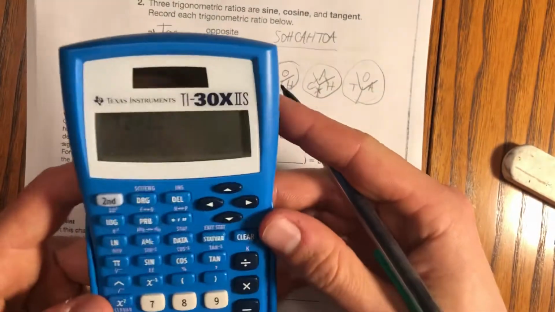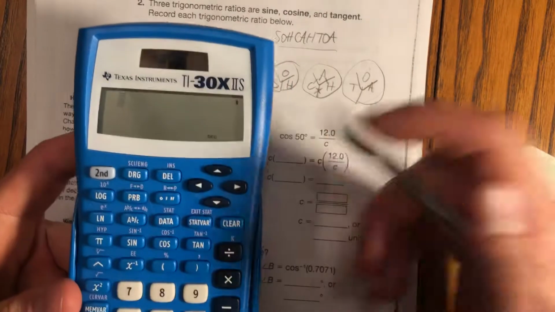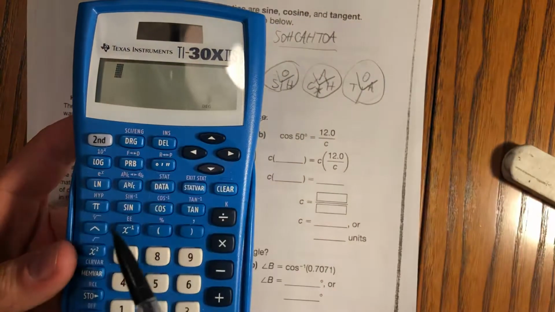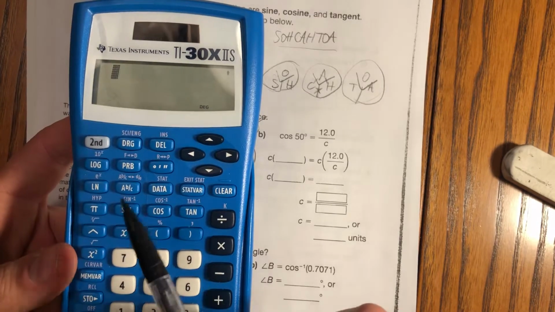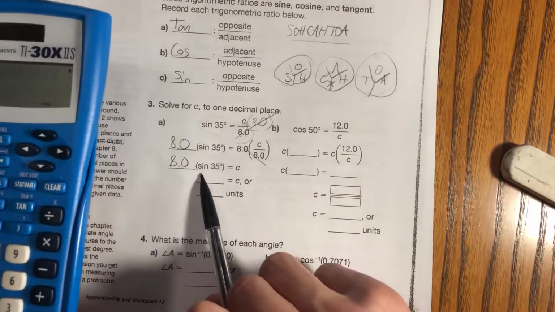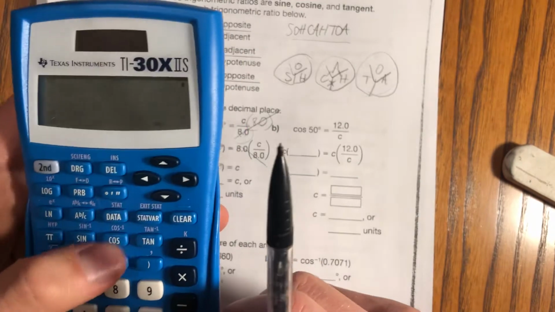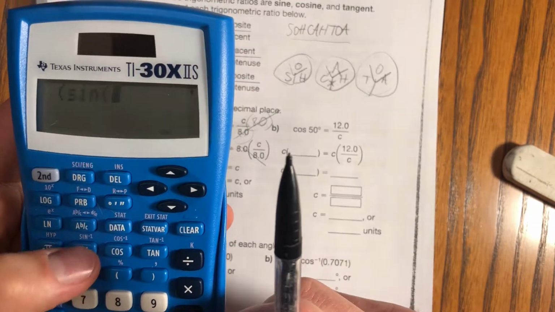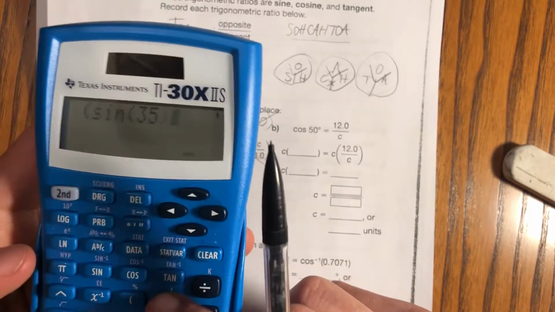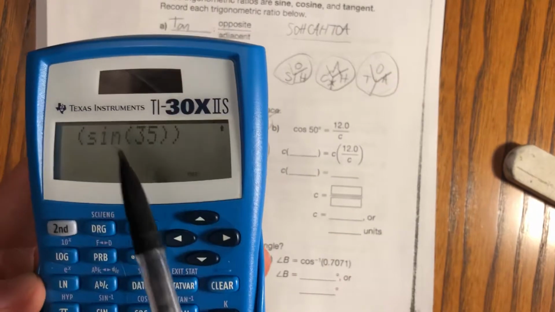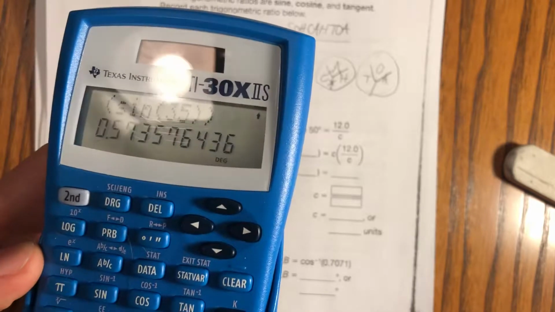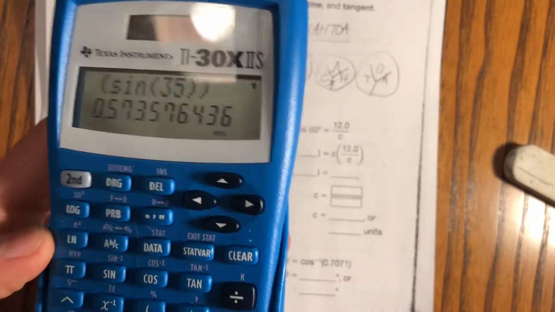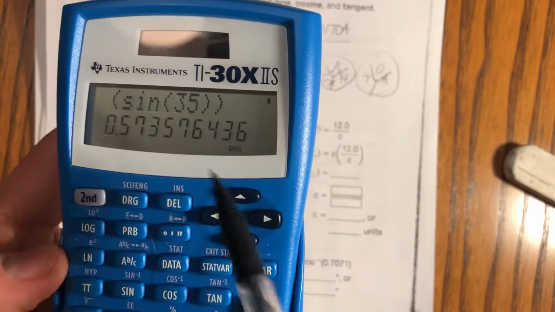Okay, so your calculator, if you don't know, there's sine, cosine, tan. Every calculator has that. What we're going to be doing here, sine of 35. So I'm going to go bracket sine 35. So I'm closing the brackets. Let's just see what that equals. 0.573. So yeah, it's always a decimal.